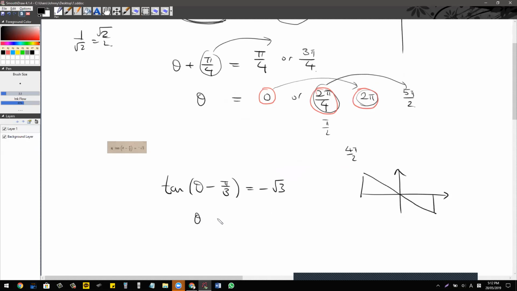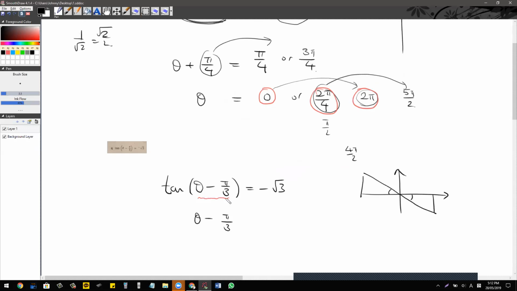Now let's think about this angle. So tangent of what angle gives you root 3? Pi over 3. Yeah, that's right. So this angle here is pi over 3, which is 60 degrees, okay?